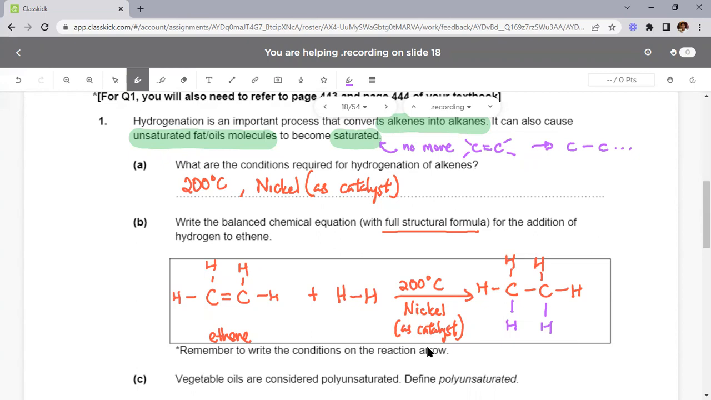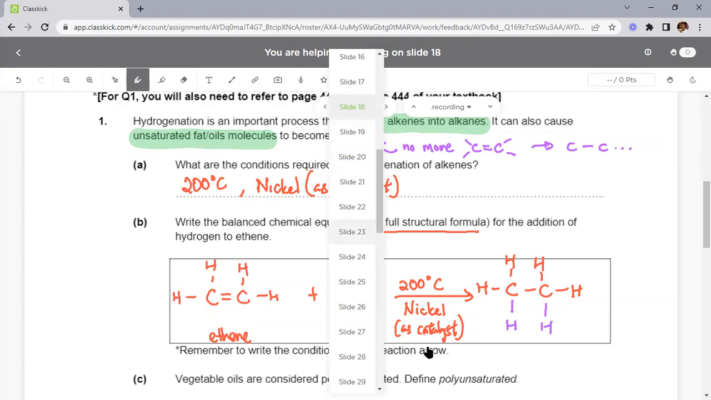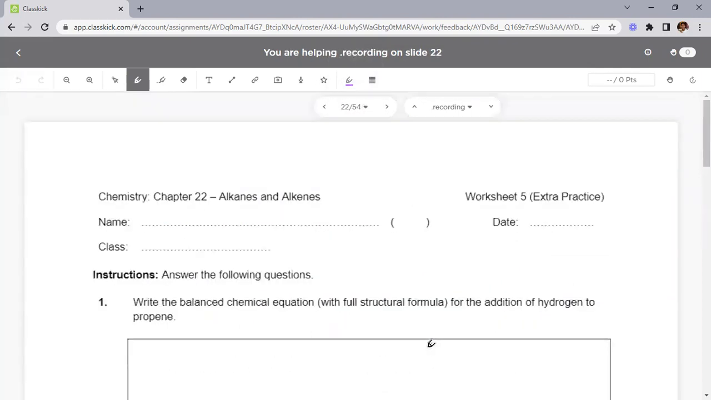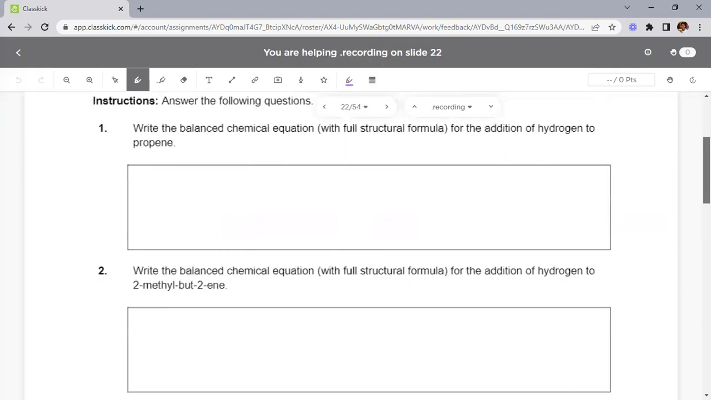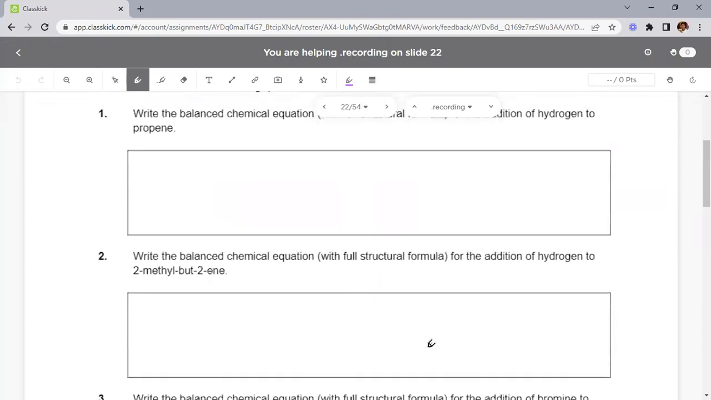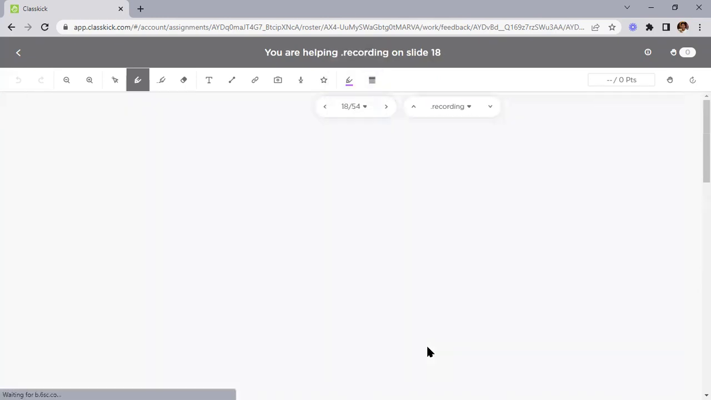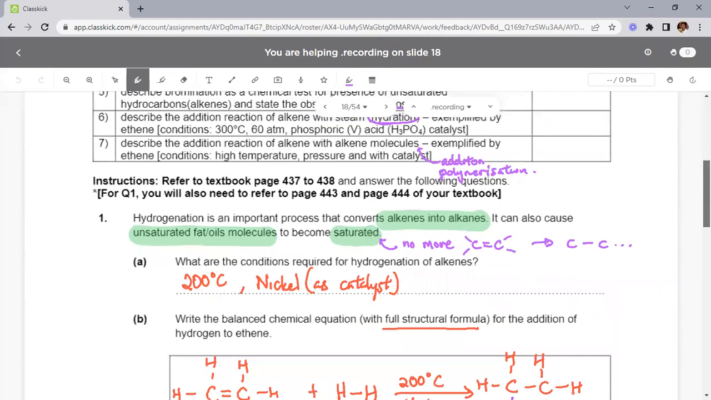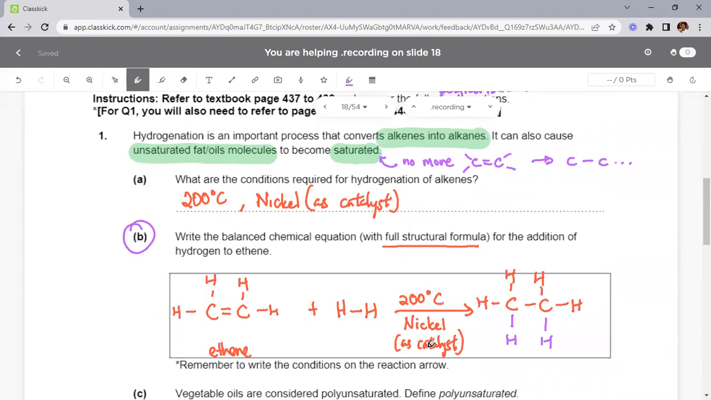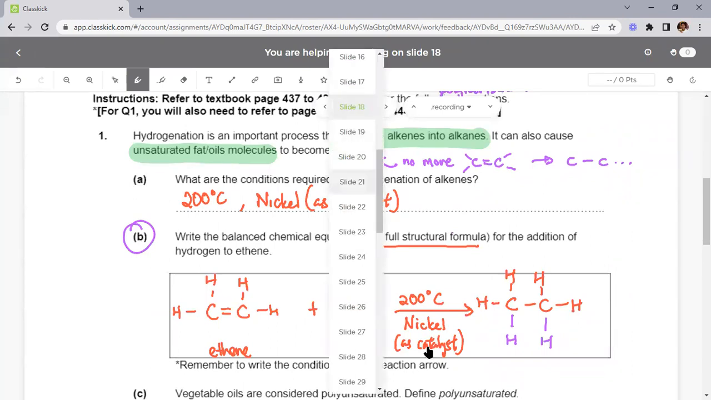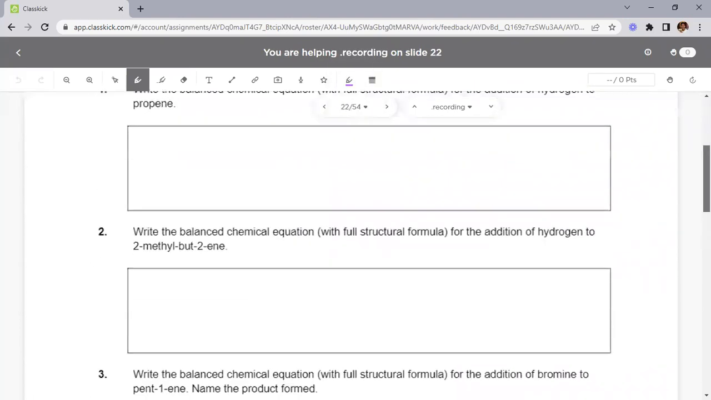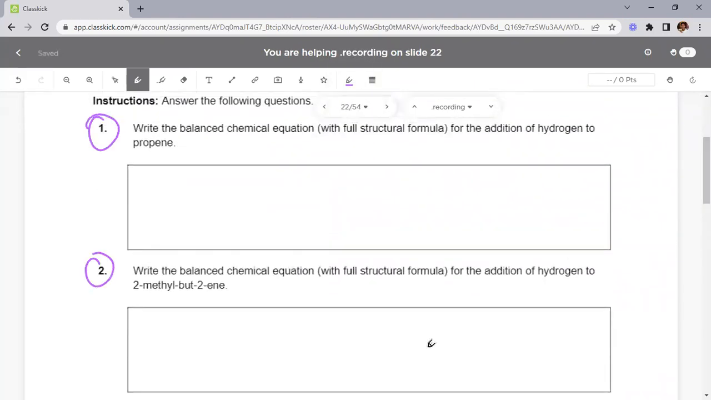Okay, so what I want us to do now is some practice. I want you to try it out. Go to slide 22. On the previous slide, you have copied down this equation, right? Part B, on slide 18. With this equation on slide 18, I want you to refer to it and try to do question 1 and question 2 on slide 22.